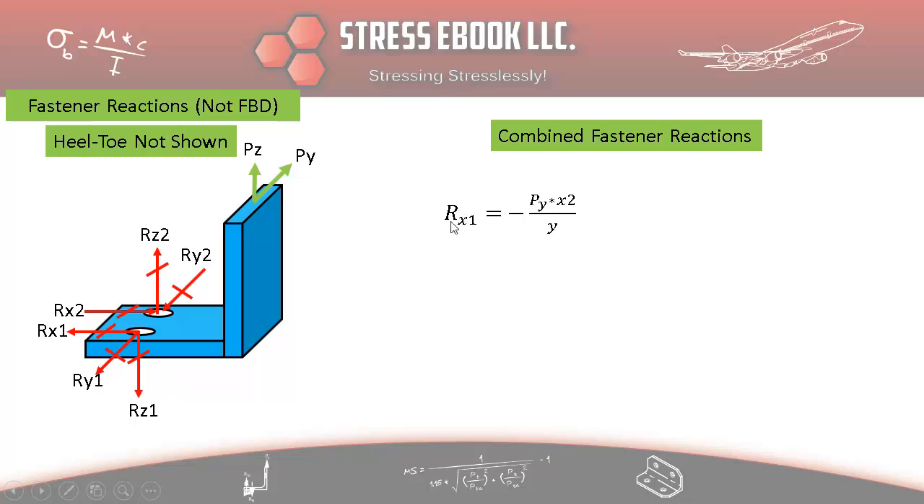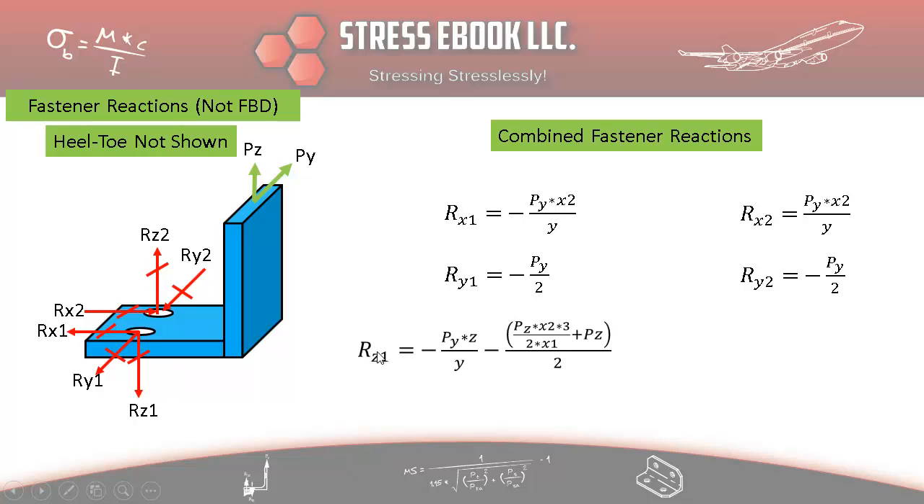So from the previous slides, we have Rx1. This is going to be a negative Py times x2 divided by y going along this way over here on the left, and Rx2 is positive going that way, so we have a positive sign, but the magnitude is the same. Then we have Ry1 is a negative Py divided by 2, because it's going along negative y. Same thing with our Ry2, same sign as well as the magnitude.